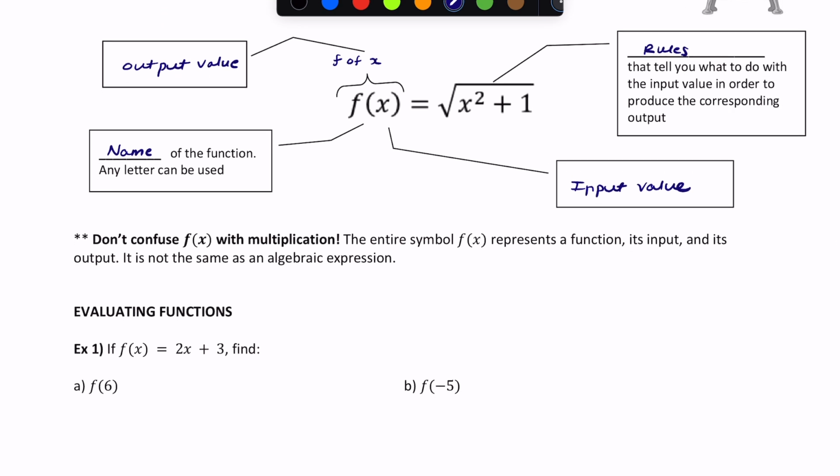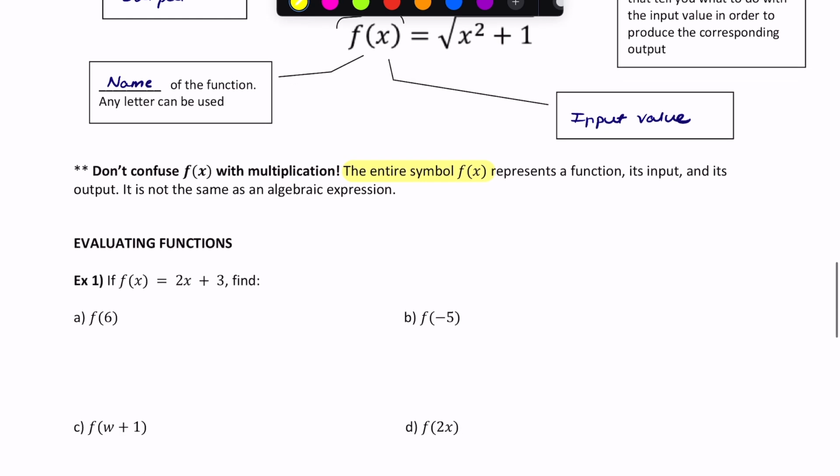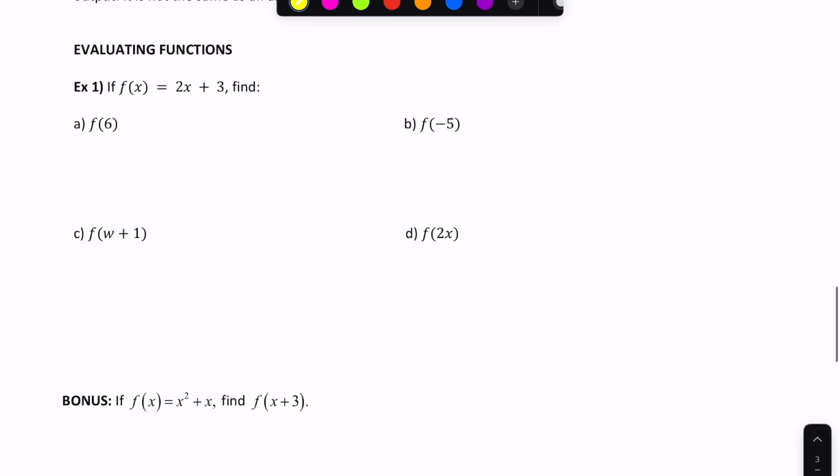And so again, don't confuse f of x with multiplication. Again, the entire symbol f of x represents a function, its input, and its output. Again, here it's not the same as an algebraic expression. And so here, if we're given f of x is equal to 2x plus 3, telling us to find f of 6. And what that means is wherever x is in our function, we're going to sub it in for 6. So here we have 2 times 6 plus 3 is equal to 12 plus 3 is equal to 15.